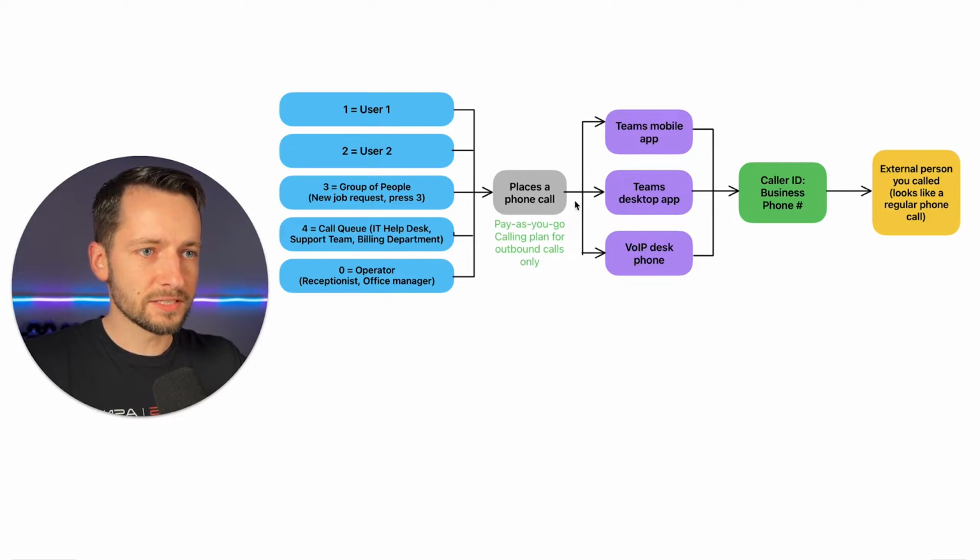Then if you place a call, you can do so again via the same devices: the app, the desktop apps, your desk phone. You just dial a number or choose a contact. And now the caller ID that's shown to whoever you're trying to reach is that business phone number. So that one phone number that you're paying for is the same business phone number that's shown. And whether that person answers the call or not, it just looks like a regular phone call from their end.